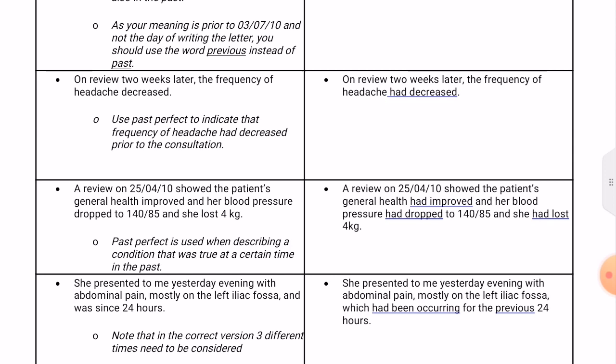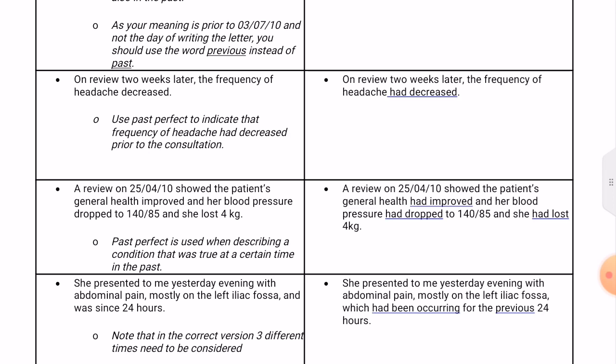And now I am going to read the incorrect sentence again. A review on 25 April 2010 showed the patient's general health improved and her blood pressure dropped to 140/85 and she lost 4 kilograms. So let's see the explanation of this one. Past perfect is used when describing a condition that was true at a certain time in the past.